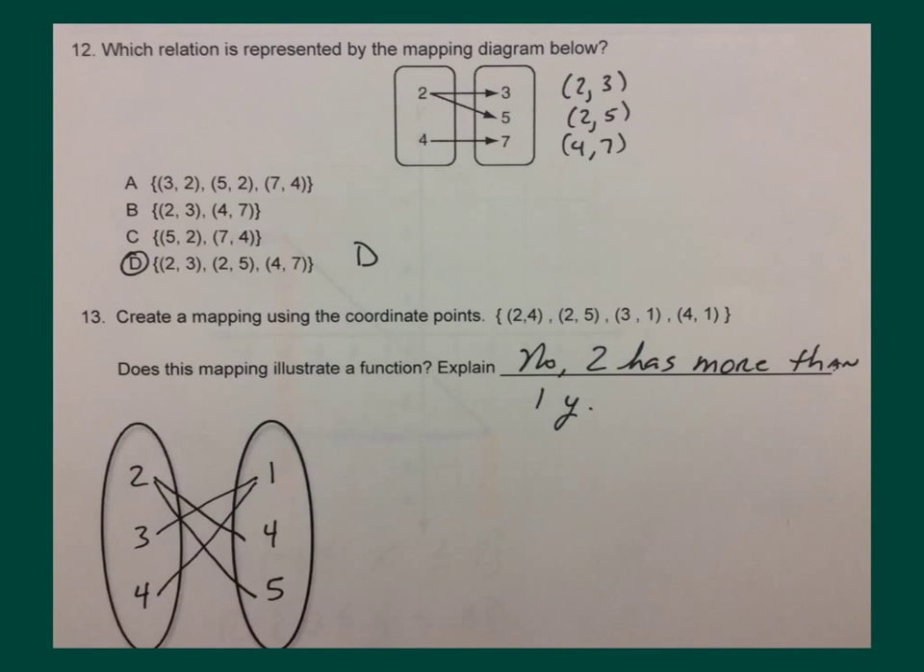On number 12, you had to create a mapping, or you actually took the mapping, and what I did was I converted it to these coordinate points and then matched it up to the correct answer, which was D.